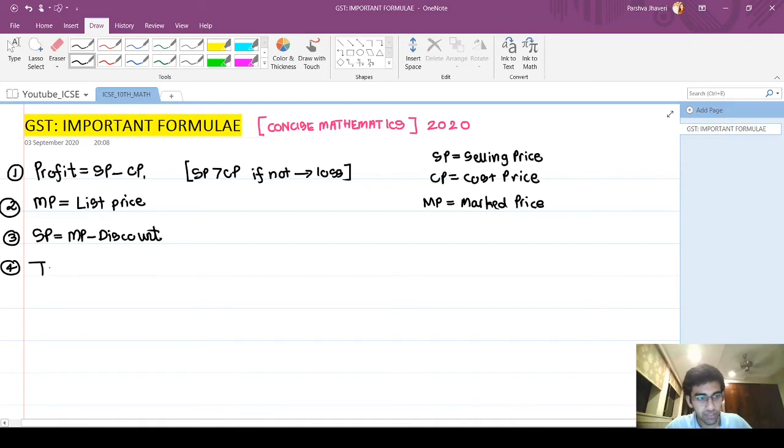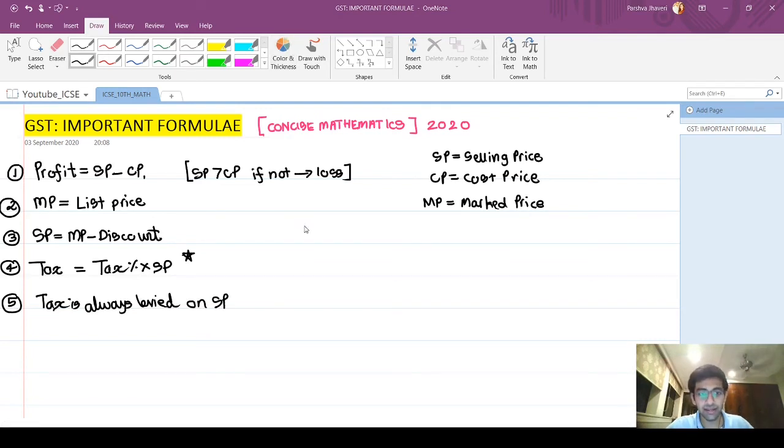Next, the most important formula in the chapter is tax is equal to the percentage of tax into SP. We will be talking a little more about this. And the last thing that we'll be talking about is tax is always levied on SP.